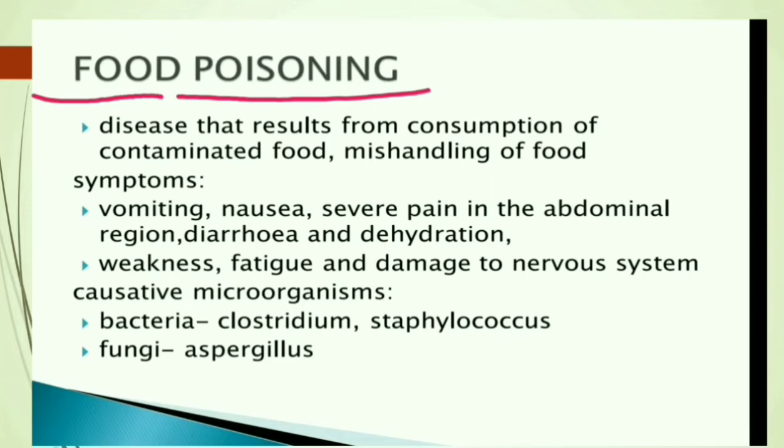अब उस समय होगा क्या? How do we know that we are suffering from food poisoning? We will have vomiting, nausea, sharp pain in the abdominal region, diarrhea, dehydration, etc. We feel weak, we get tired easily, and damage to nervous system also takes place. तो इसके causative organism हैं, देखिए, बैक्टीरिया एंड फंगाई. बैक्टीरिया में क्लोस्ट्रीडियम एंड स्टेफाइलोकोकस, एंड फंगाई में है एस्परजिलस. दे कॉज दिस थिंग, फूड पॉइजनिंग.